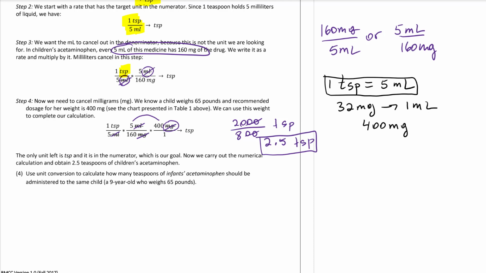Okay? So then you have to kind of go backwards. So if you want to know how many milliliters you need to administer, well, what do we got? We got 400 milligrams, and then you want to go this way to the milliliters. So if there are 32 milligrams in 1 milliliter, then how many milliliters will be in 400? Well, you got to take 400 and divide it by 32. 400 divided by 32 gives us 12.5 milliliters.